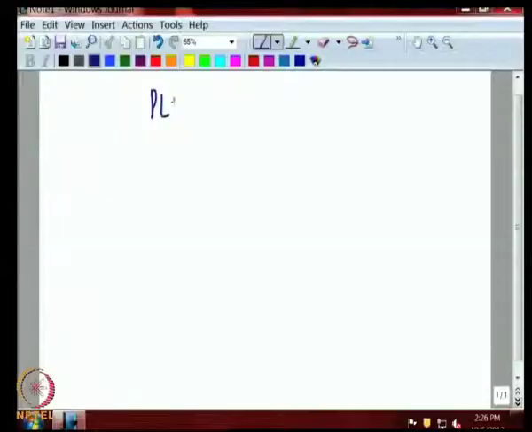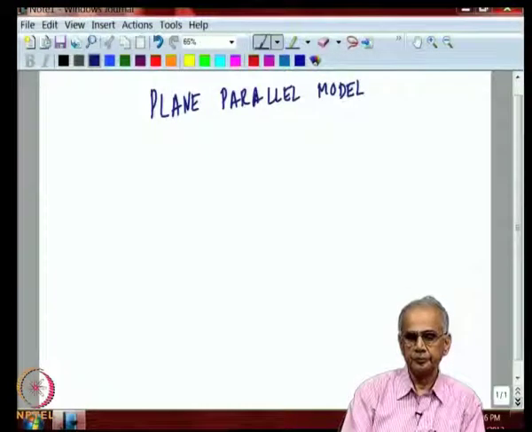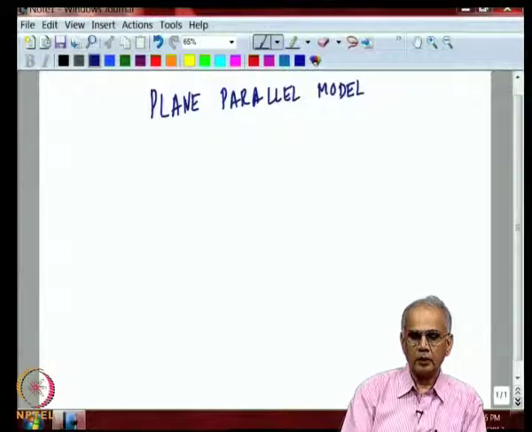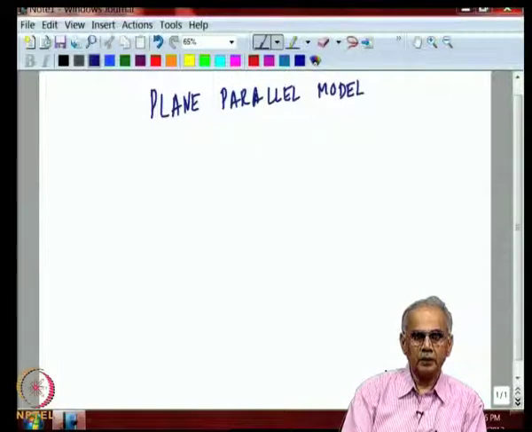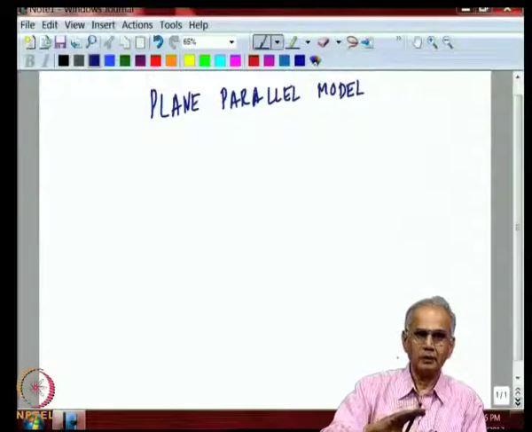In the last lecture, we looked at a plane parallel model for radiation. This is essentially a one dimensional model, but remember that in radiation, even in a one dimensional model, you have to account for all the rays traveling in all the different directions.